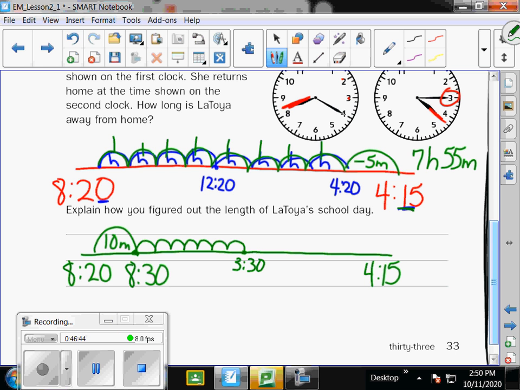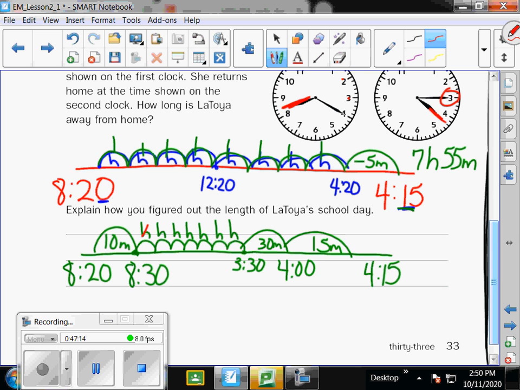So I just skip counted by hour. So each of these are hours. Hour, hour, hour, hour, hour, hour, hour. Okay, I'll go back and count those up in a minute. Now I got to get from 3:30 to 4:15. What if I jump 30 minutes to get me to that easy 4 o'clock? And I jump 15 minutes to get me to 4:15. All right, so now I got to add up all my hours, add up all my minutes.